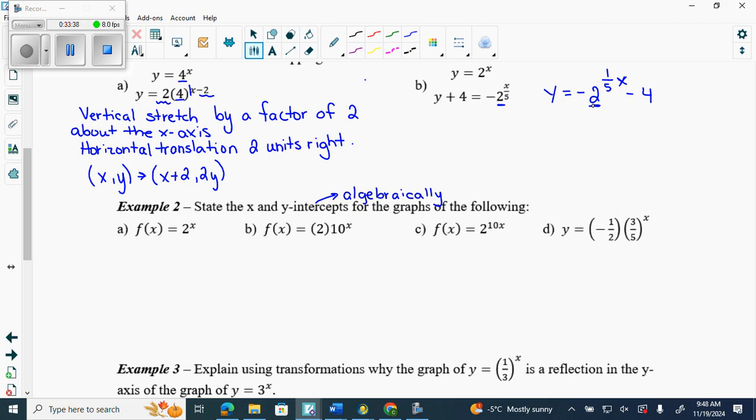So we have a horizontal stretch by a factor of what?